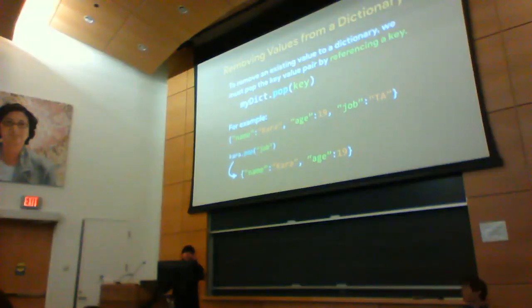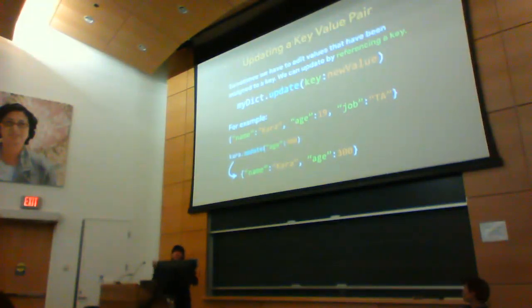Now, if you want to change the value though, that's where update comes in. So you can keep the key but change the value. You can do my_dict.update(key, new_value). If you want to keep the key but get rid of the value, you can set the new value to None. In that case, we'll have the key with None as the value.